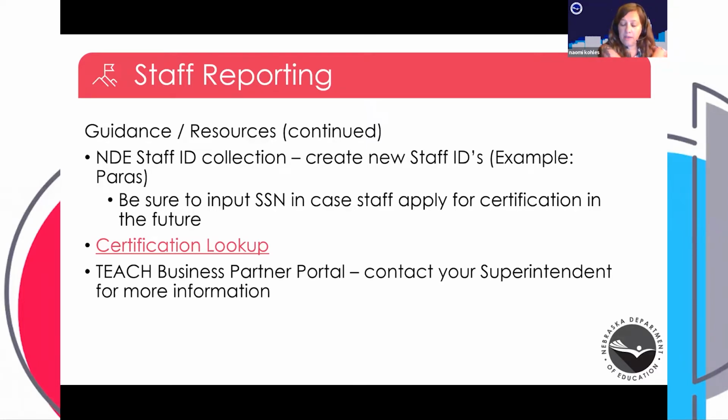The reason why is that when this para then goes to school and becomes a teacher, and applies for their certificate, that certificate system is going to go into staff ID and look for that social security number. So if that person already exists, they use the existing staff ID versus creating a second one and then having a duplicate ID. I've got a link here for the public certification lookup site. This is also very helpful if you're looking up someone's certification. What are they endorsed in?